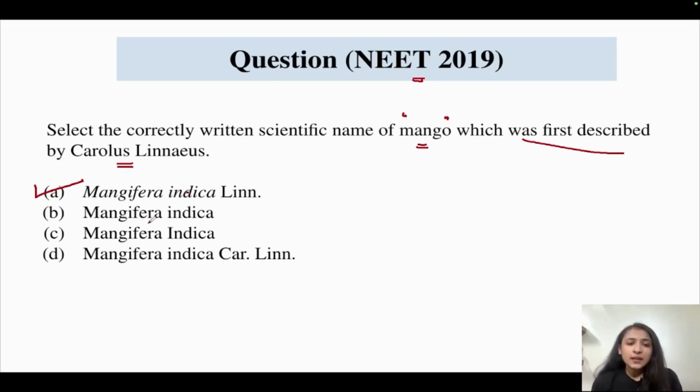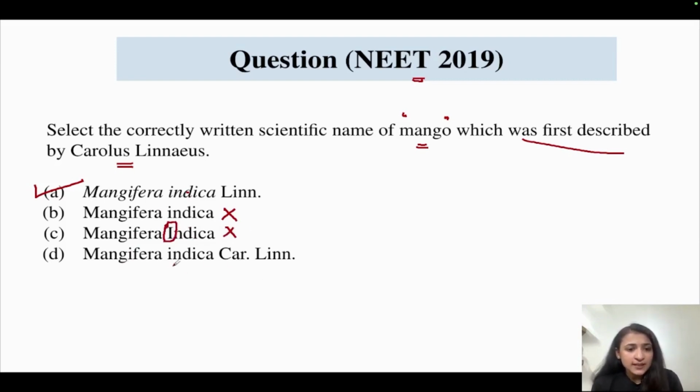Option number 2 is saying Mangifera indica. This option is incorrect because the names have not been italicized. Option number C is Mangifera Indica, but this option is also wrong because the species name begins with the capital case. I should be in small case.